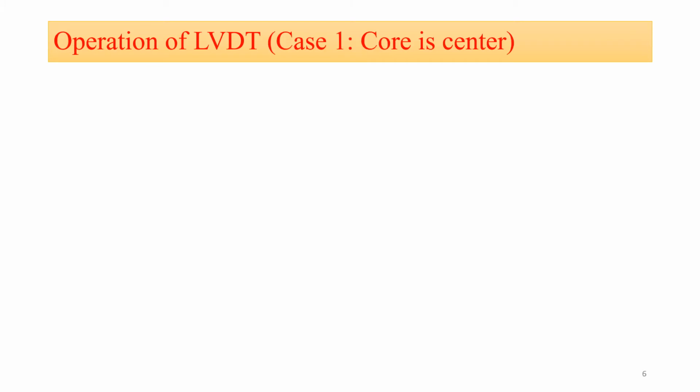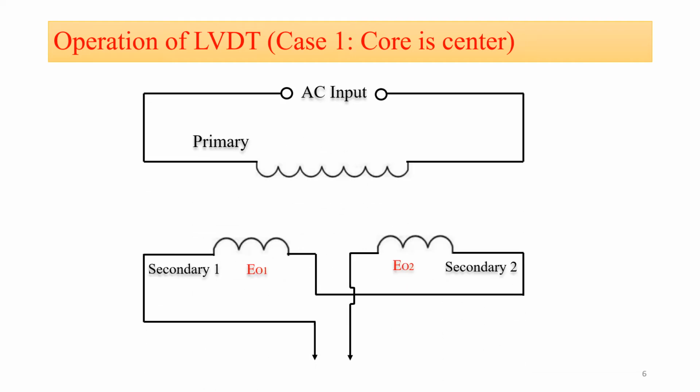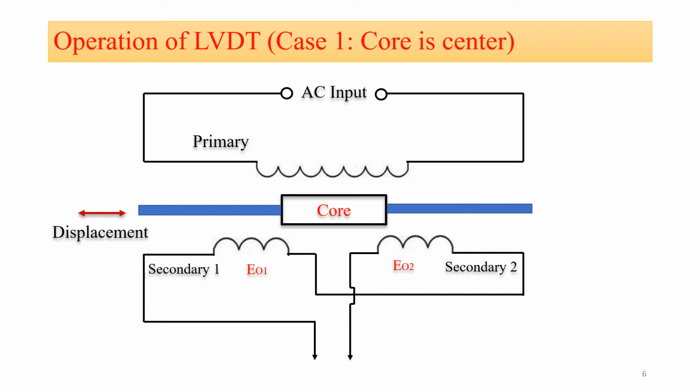Now let's see the operation of LVDT, that is case number 1, if suppose the core is at center. As I told you, LVDT consists of only one primary winding, which is connected with the AC input, and two secondary windings, secondary winding 1 and secondary winding 2. The EMF induced in secondary winding 1 is EO1 and the EMF induced in secondary winding 2 is EO2. Now for the first case, suppose the core is at center.